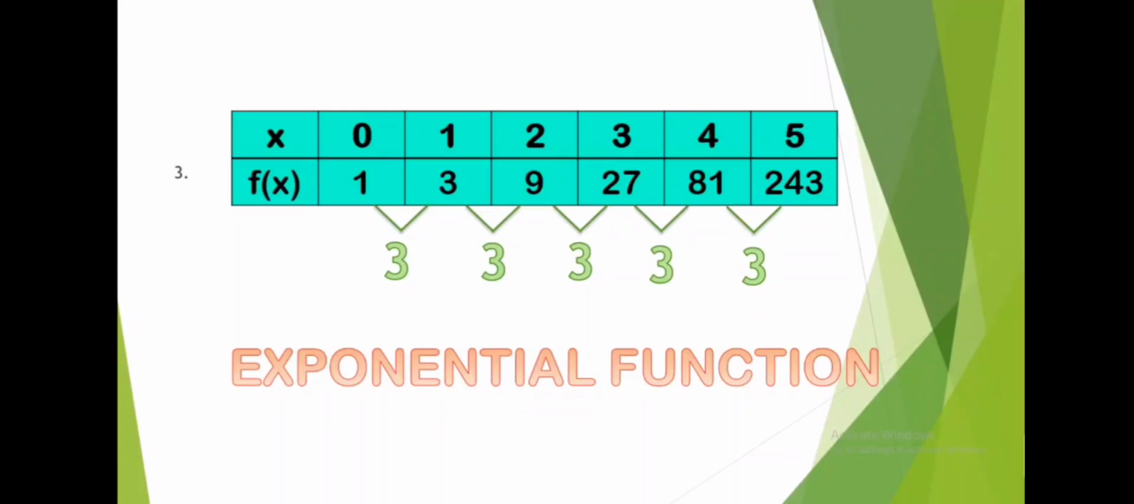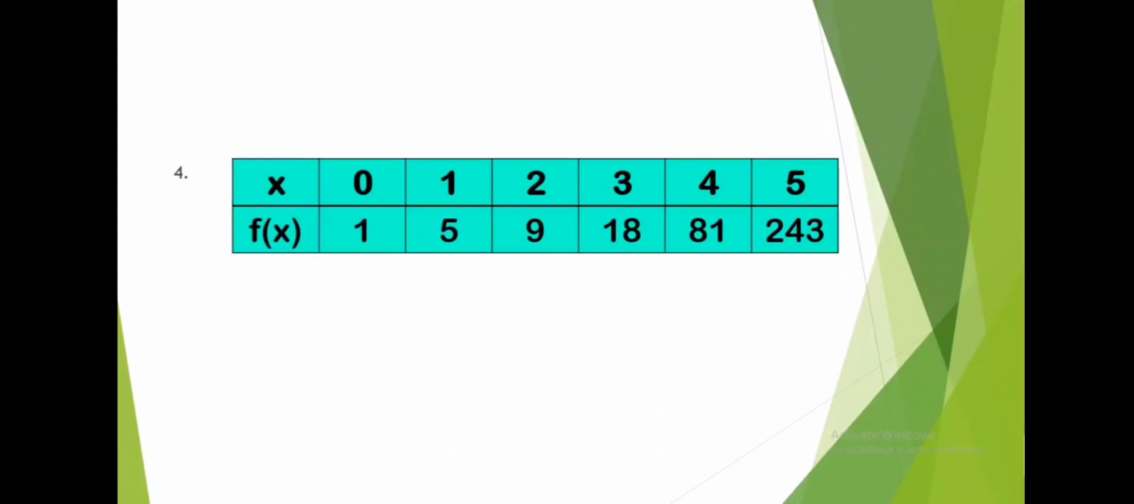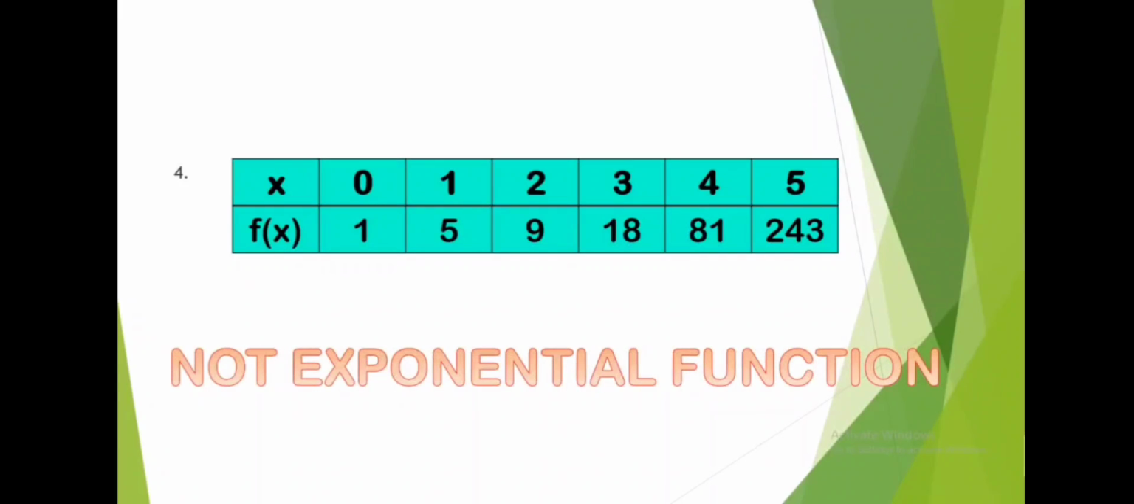Let us have our fourth item. We have our y values are 1, 5, 9, 18, 81, 243. Do they have a common ratio? The answer is no, they don't have a common ratio, and therefore it is not an exponential function. Let's proceed to item number 5.